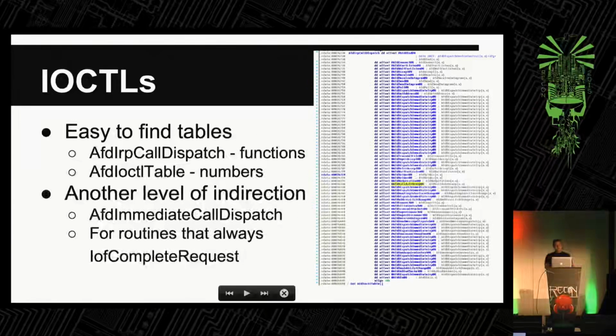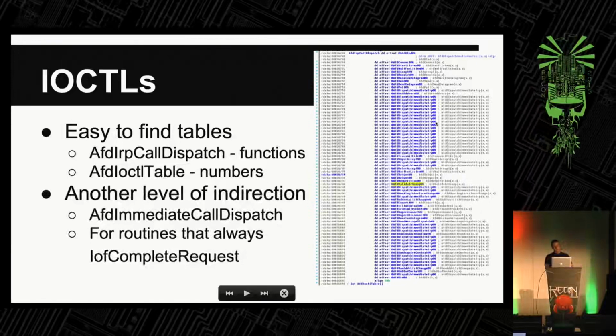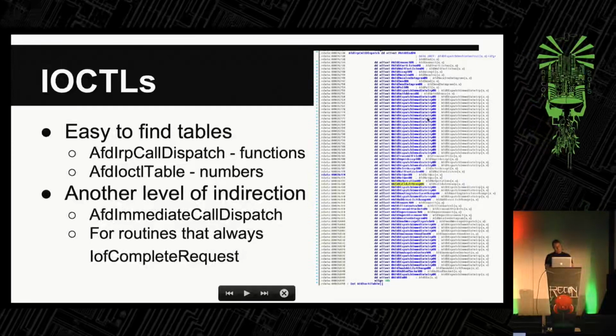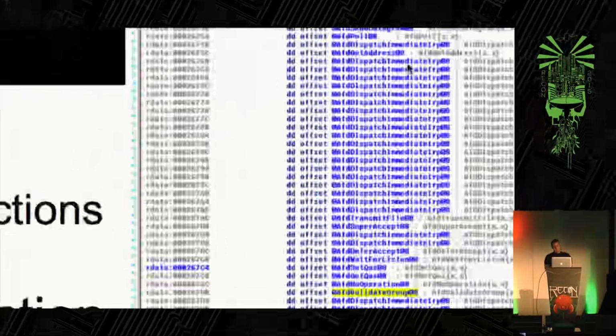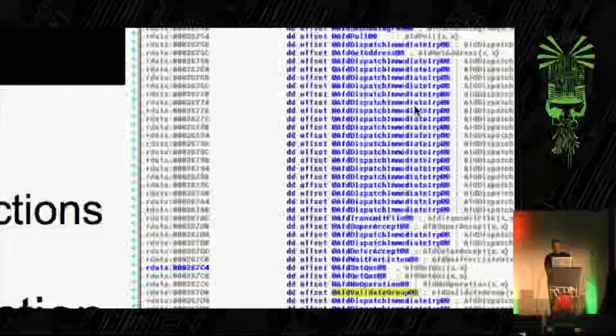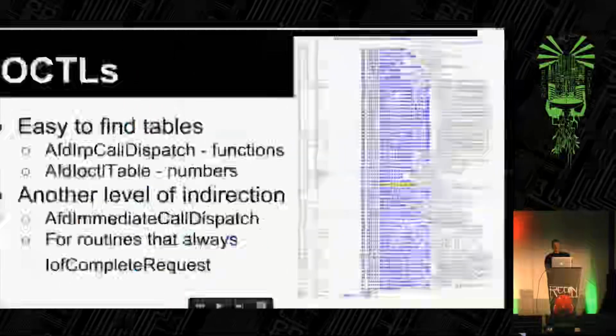There's actually another level of indirection happening here, though. So if you look at this, you can probably see that these are all AFD dispatch immediate. And they have different numbers associated with them, but it's always going to the same function.